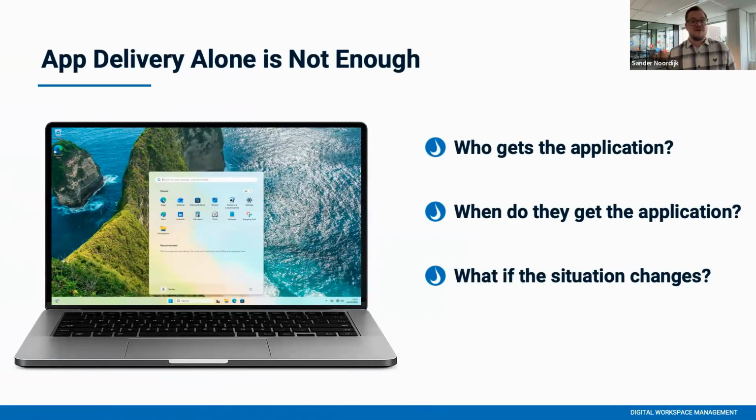But app delivery by itself is not enough. We need to also control who gets our application and when do they get that application. So we can assign applications based on users or on computer levels, whether that is in the Entra ID or a domain Active Directory environment, whether those machines are domain joined or modern managed. We need to make sure that the right application is delivered to the right people at the right time. And the right time, again, we can do that at startup. We can also do that at login, or have those applications available under their fingers on demand as soon as they need it. But the most important thing is, what if that situation changes?